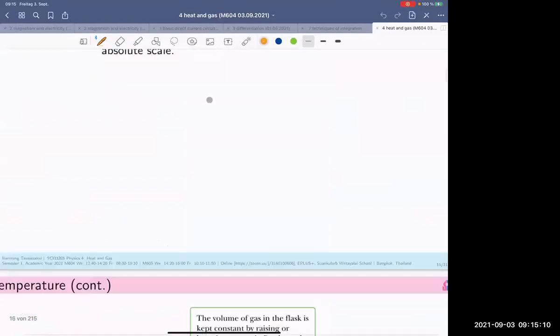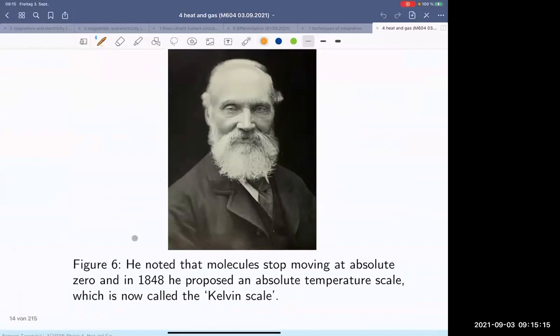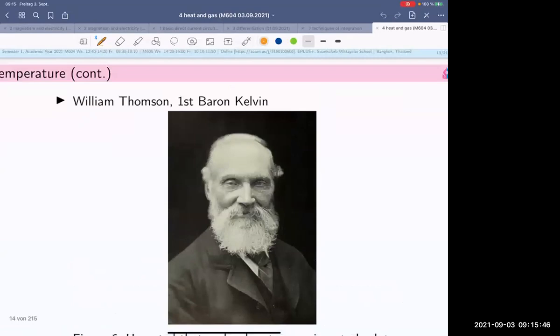And the person who first observed this is this person. In 1848, he knew that molecules stop moving at absolute 0. It's called absolute 0 temperature, and he proposed an absolute temperature scale, which is now called the Kelvin scale. But the name he was born with is not Kelvin. Kelvin is the title.